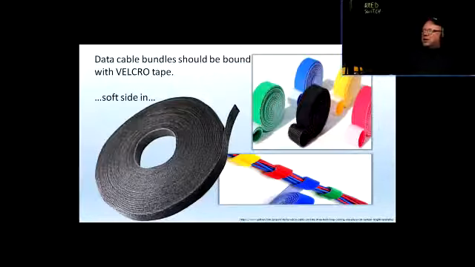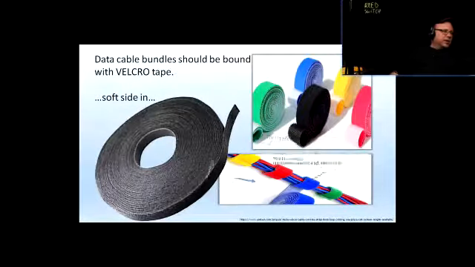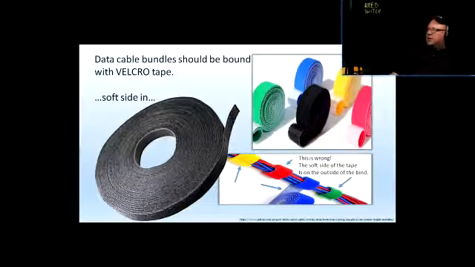In the beginning, when I talked about Velcro, I said soft side in. Thank you, Dylan. There we go. Soft side in. All right. This is not soft side in. Not a huge deal. However, soft side in should be considered. All right. So here it is. This is wrong. The soft side of the tape is on the outside of the bind.